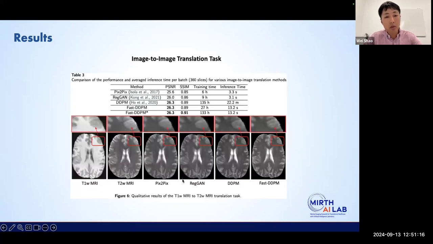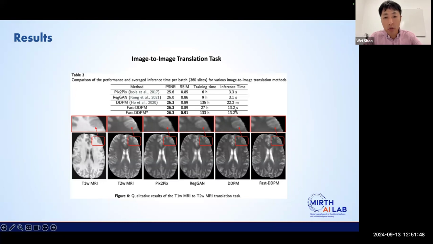Another task we tested is image-to-image translation. We have a T1 weighted MRI as an input, and we want to predict the corresponding T2 weighted MRI. So this is the input, and this is the desired output. By visually comparing all those predictions in this area, you can see that some of them are very blurry, while our model is really sharp and preserves the architecture of the brain in this region. Quantitatively, compared to other models, we achieve state-of-the-art performance.